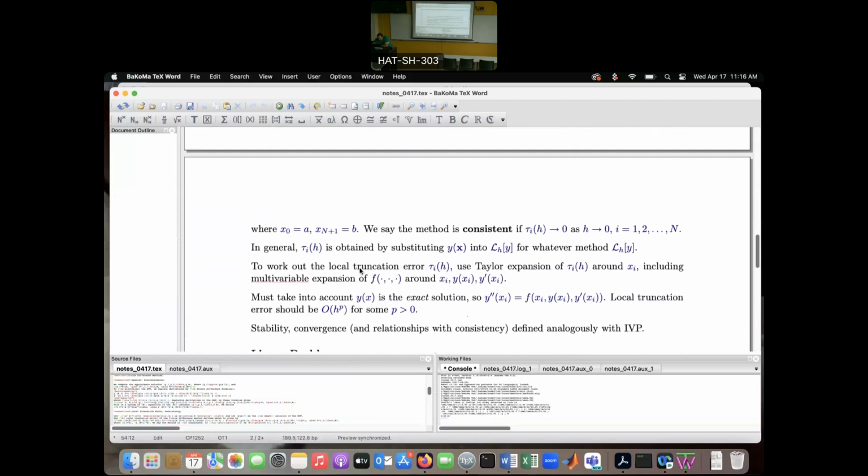Okay, so as with initial value problems, to get a handle on what the local truncation error is, use Taylor expansion around x_i, and that means taking a multivariable Taylor expansion of f around x_i, y of x_i and y prime of x_i. There are three arguments, so it's Taylor expanding in three dimensions. You also take into account that wherever you see y double prime in your Taylor expansion, that is equal to f, because y of x is the exact solution. So this is what you could do to show that, for the method that I've shown you, the local truncation error is order h squared. So the method I've described is second order accurate.